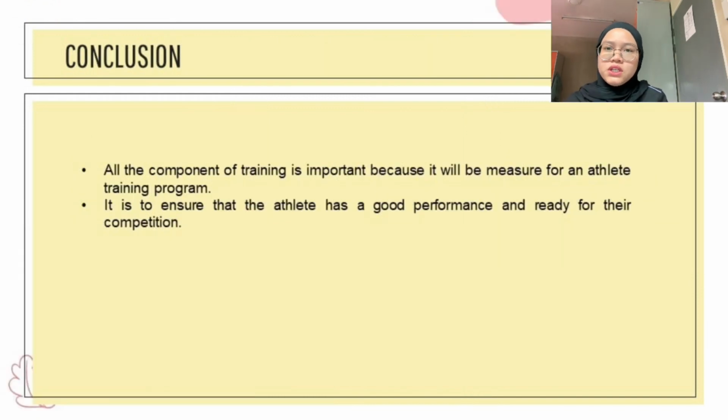So in conclusion, all the components of training are important because they will be measured for an athlete's training program. Besides, it is to ensure that the athlete has a good performance and is ready for their competition.